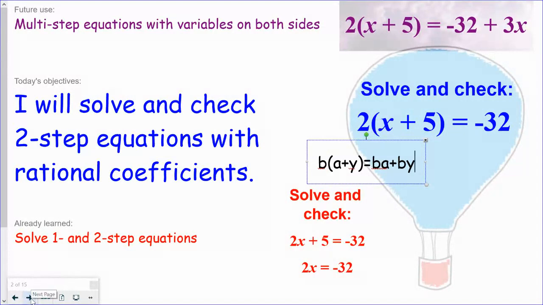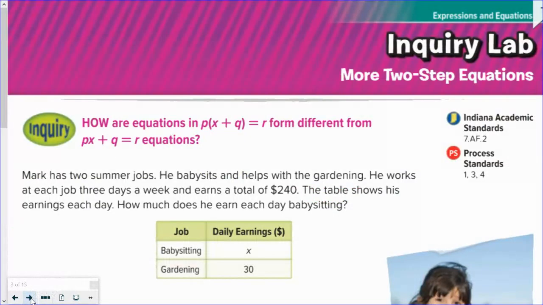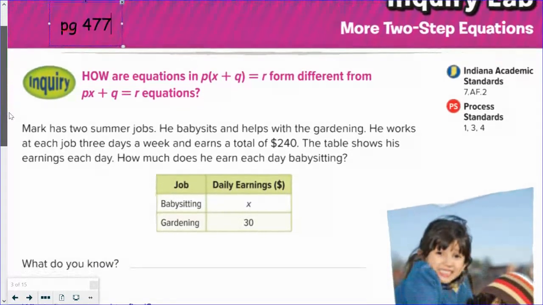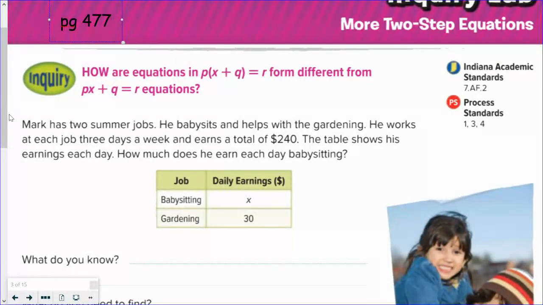Okay, we're going to focus on modeling it today. So if you have your textbook, you want to open it to page 477. Okay, so we're at page 477, where we're going to be modeling today. So this first one is inquiry lab. That means we're going to be practicing and putting in some information. The first one's a word problem.